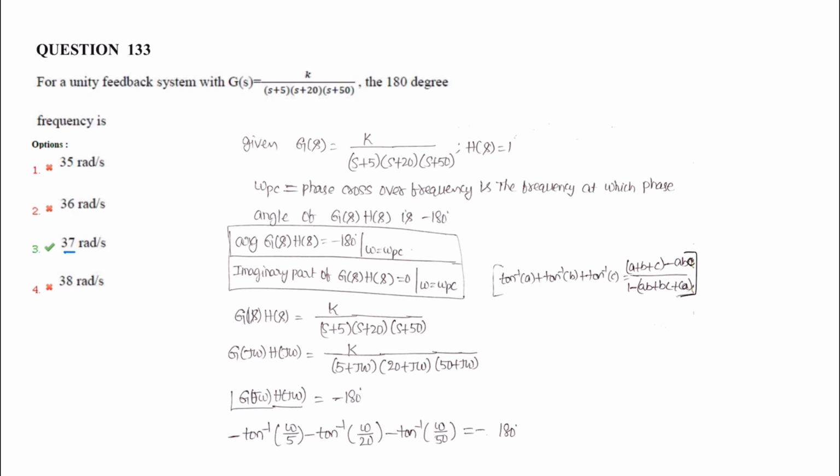Next question. For a unity feedback system with G of s is equal to k by s plus 5, s plus 20, s plus 50, the 180 degree frequency is asked. G of s is k by s plus 5, s plus 20, s plus 50 and H of s is 1. Phase crossover frequency omega pc is the frequency at which the phase angle of G of s H of s is minus 180 degrees. That is, the imaginary part of G of s H of s is equal to 0 at omega equal to the phase crossover frequency.